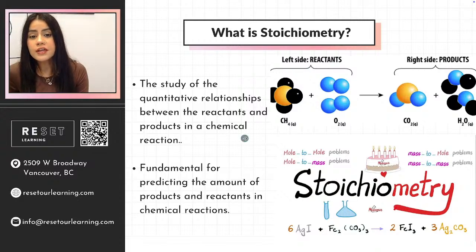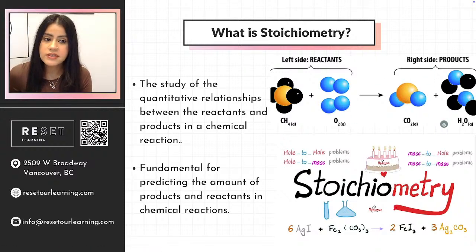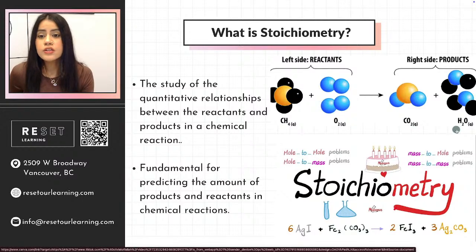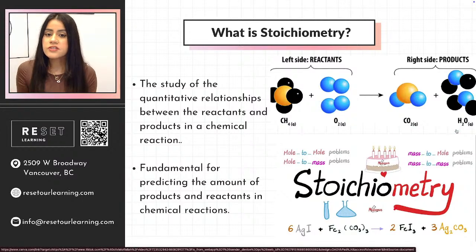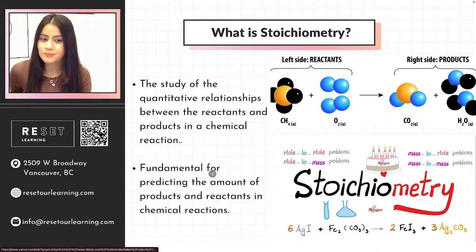So if you look here, we have our reactants, which is CH4 and O2, and then we have our products on the right side, which is CO2 and water. So the study of understanding the relationship between the reactants and products is basically your stoichiometry. It also is fundamental for predicting the amount of products and reactants that are involved in a chemical reaction.